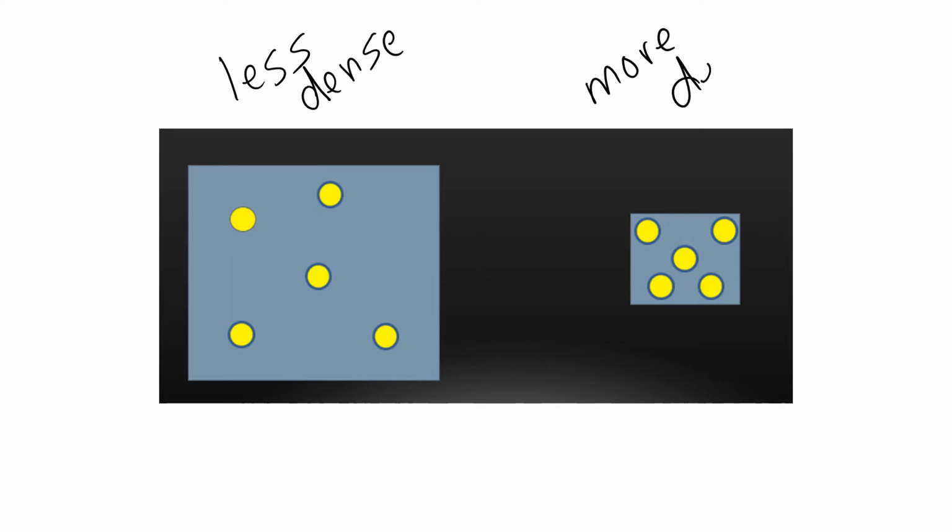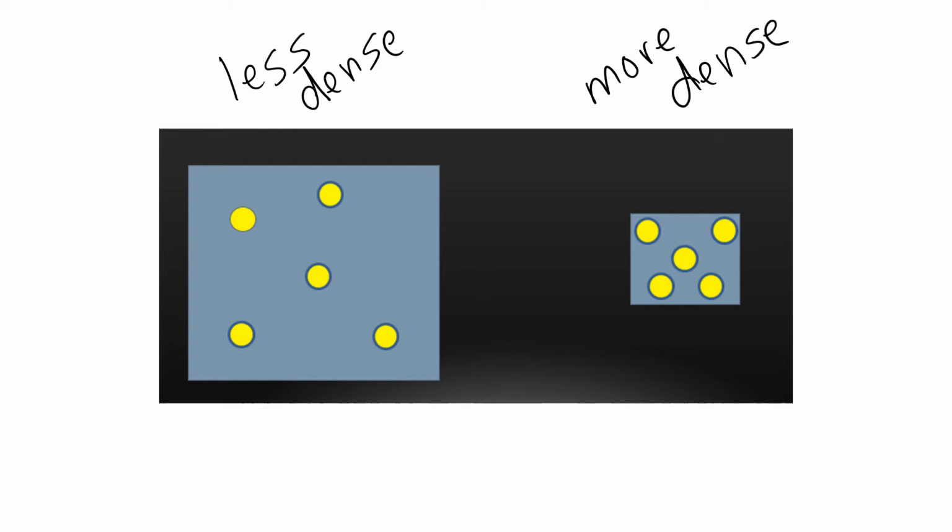Here, let's look at another picture. This is also a good example of density. Again, the one on the left is less dense, while the one on the right is more dense. But you'll notice that on the one on the right, you also have a smaller volume. And so volume and mass both go into density.